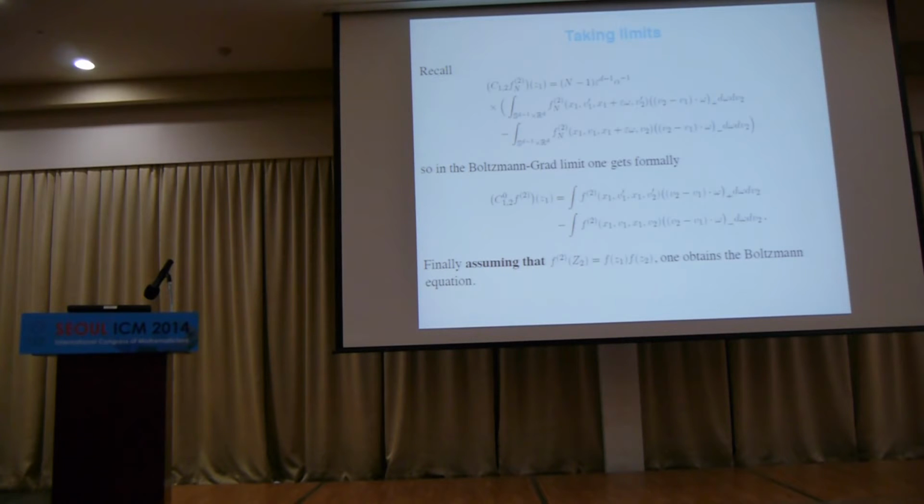Now let's take the limits. This is totally formal. I'm going to say n goes to infinity, and Fn2 converges to some f2. Then I use the Boltzmann-Grad scaling, which tells me that this factor is exactly 1. Remember, n epsilon to the d minus 1 was equal to alpha. That was what Bloch told us. So this factor is 1, and then I just cancel out all the epsilons I find, and I get this equation.